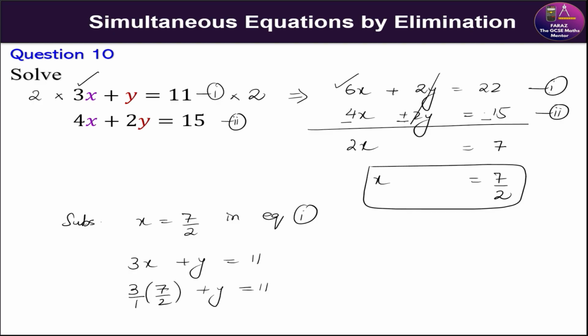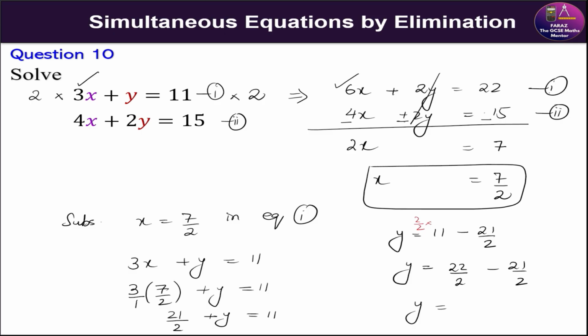Now there is 1 in the denominator of 3, so you have to multiply 3 with 7 and 1 with 2. 3 sevens are 21 and 1 twos are 2. 21 over 2 plus y equals to 11. Therefore it will look like this: y equals to 11 minus 21 over 2, and you have to make the denominator same, so you have to multiply this 11 by 2 over 2, and it will give you 22 over 2 minus 21 over 2, which means 1 over 2. So x is 7 over 2 and y equals to 1 over 2.